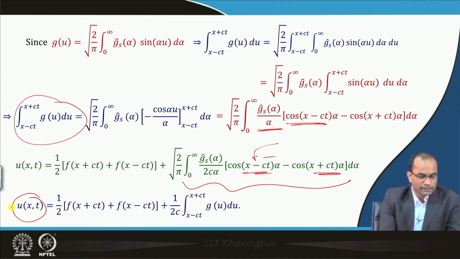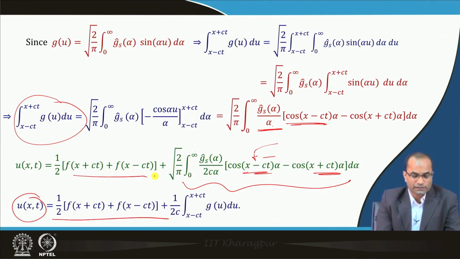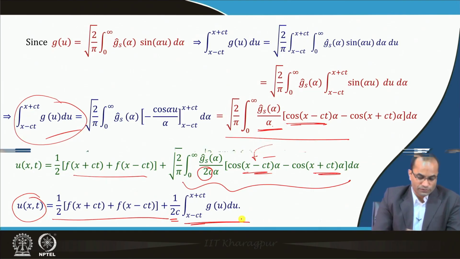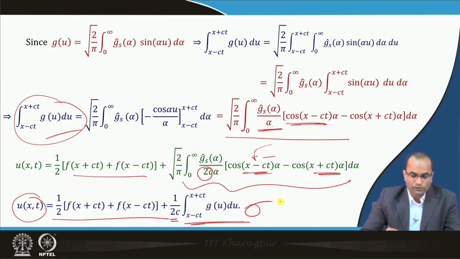So, u(x,t) is equal to half of f(x plus c t) plus f(x minus c t), and then we have here 1 over 2 c, which will be coming from here, and the rest is the integral from x minus c t to x plus c t of g(u) du. So, this is the desired solution we got here in terms of g and in terms of f.